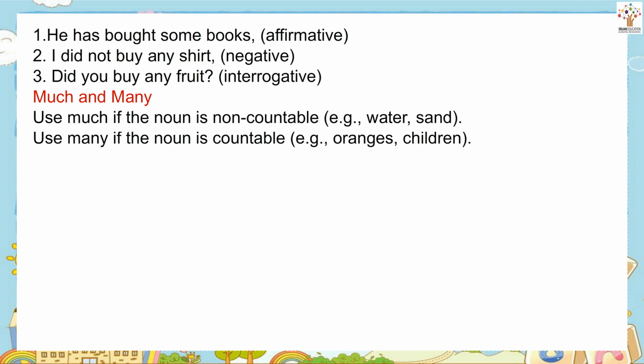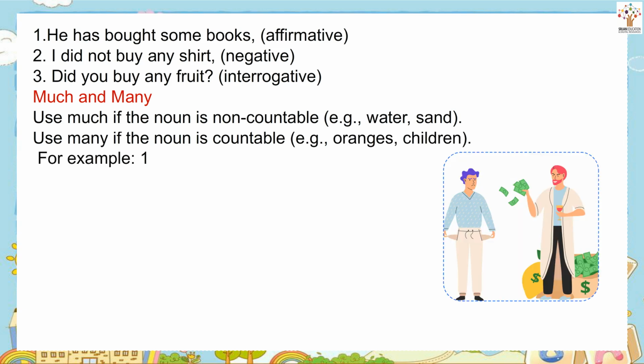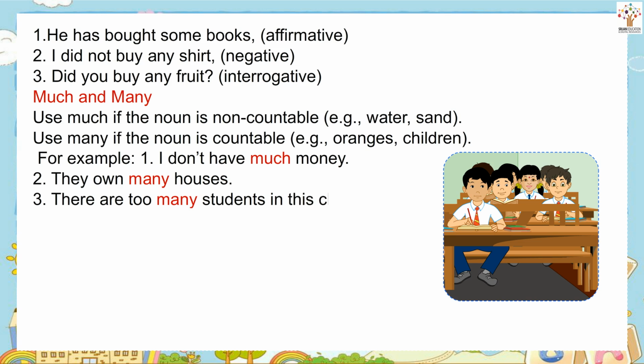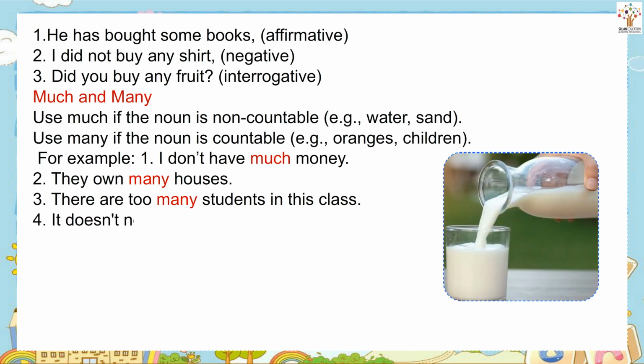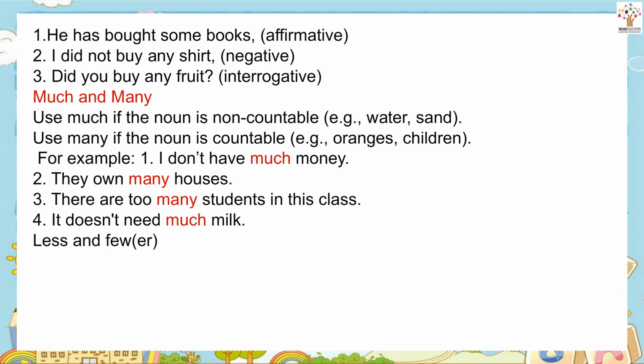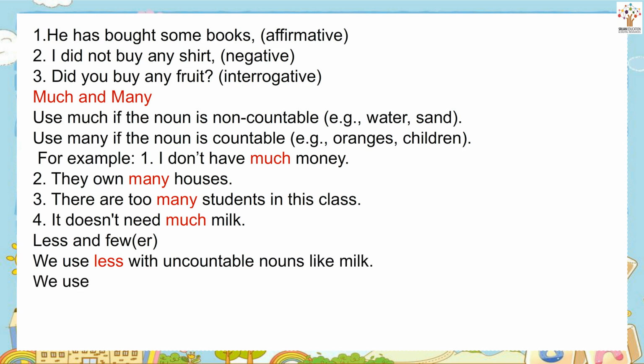Example, oranges, children. For example, I don't have much money. They own many houses. There are too many students in this class. It doesn't need much milk. Less and few, fewer. We use less with uncountable nouns like milk. We use few, fewer with countable nouns like table.